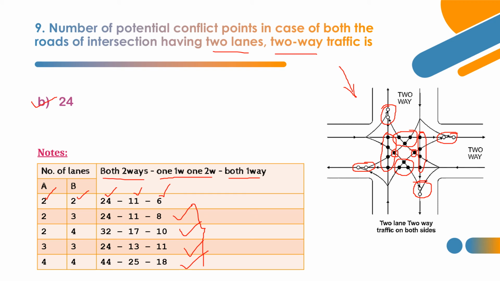Likewise, you can draw this conflict diagram for other scenarios. For example, two roads, two lanes in one road and four lanes in the other road. Then what is the number of conflict points? You have to draw this diagram and get the answer. Now let's move on to the last question.